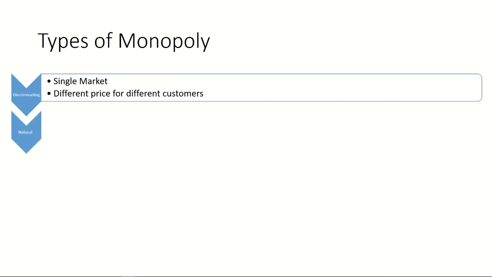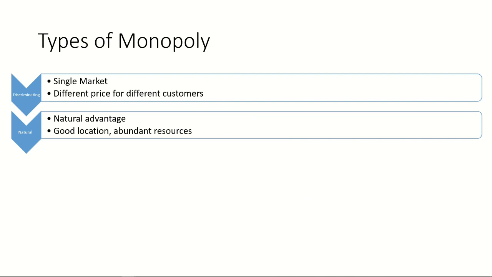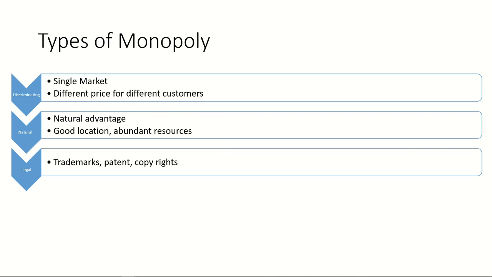The natural monopoly arises from natural advantages, maybe a good location, abundant resources, etc. We can take the case of the Gulf countries. In the Gulf countries, the crude oil is abundant, so they are monopolized in crude oil. That is an example of natural monopoly. And the other is legal monopoly, which we saw in the causes of monopoly. It may arise due to legal reasons, such as trademarks, patents, copyrights, etc.